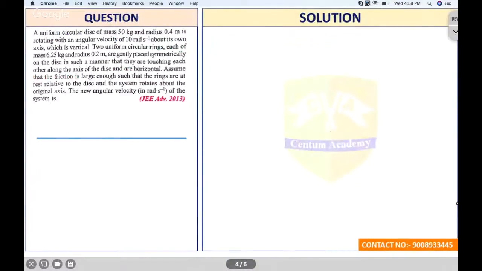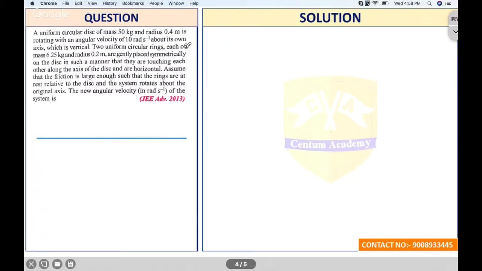Okay, friends, so here is a question on rigid body motion. Let's see how we can solve this particular one. A uniform circular disc is there whose mass is 50 kg and the radius is also given. It is rotating with an angular velocity of 10 radians per second about its own axis, which is vertical. So the disk is horizontal, and that is why the axis is vertical.